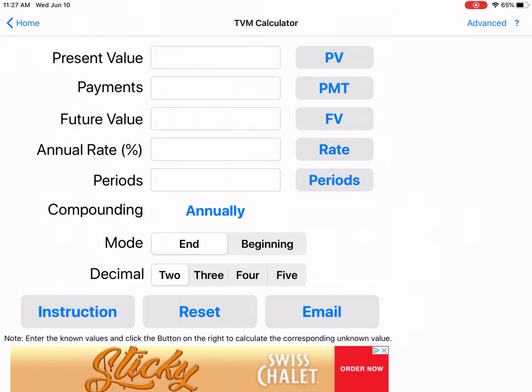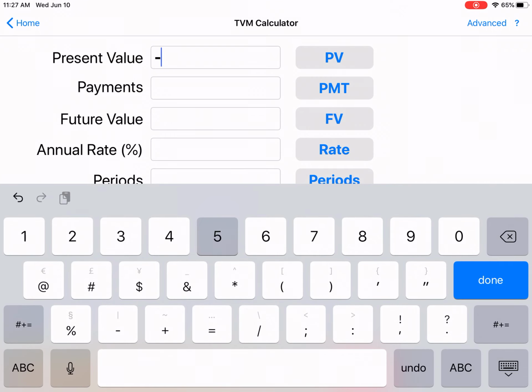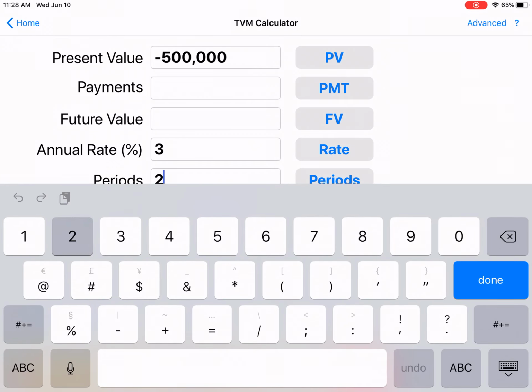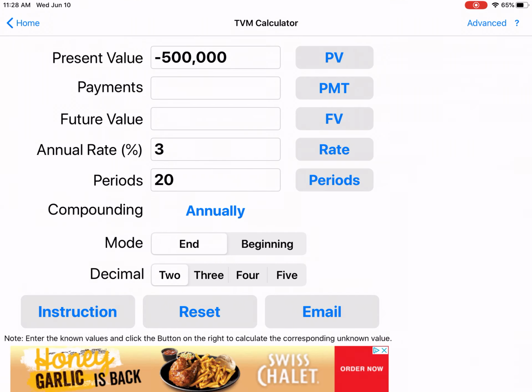So let's reset. $500,000, make it negative $500,000. Skip payments, future value, that's what we're going to find. Annual rate, that's what we're going to change from one to the next. So the first one was 3%, so I'll just put 3 in for now because the first one in the table was 3%. Periods we saw was 20. That will stay the same. But the compounding was no longer annually, it was quarterly, so that matters. So the future value is $580,592. I'll ignore the cents again.